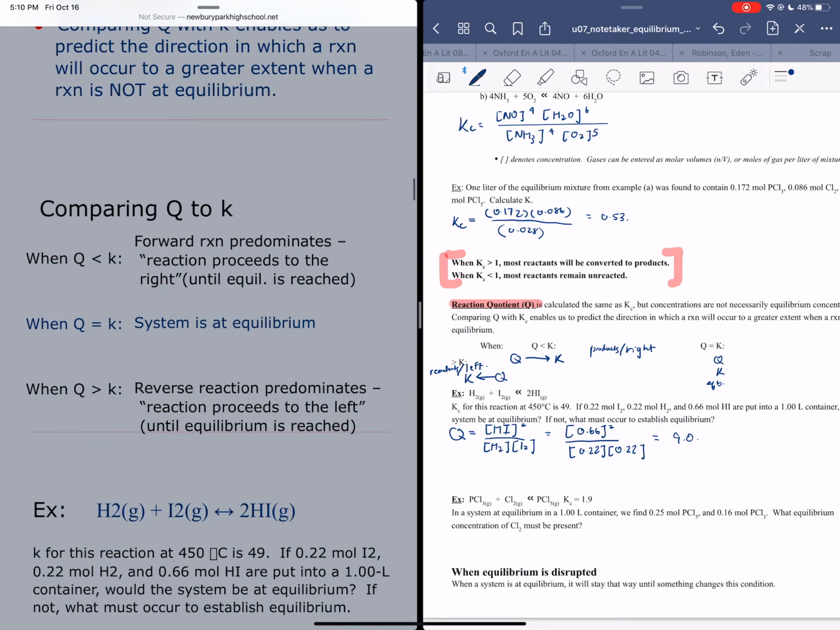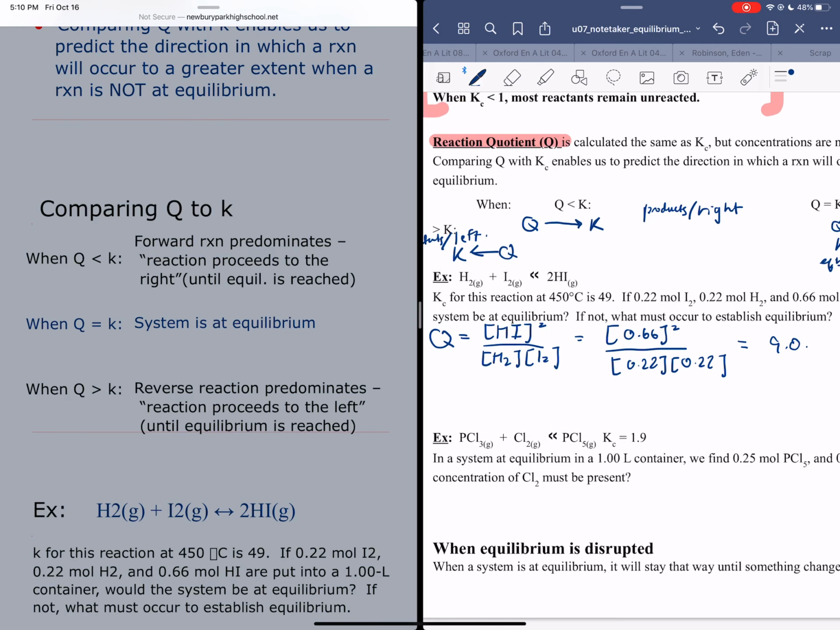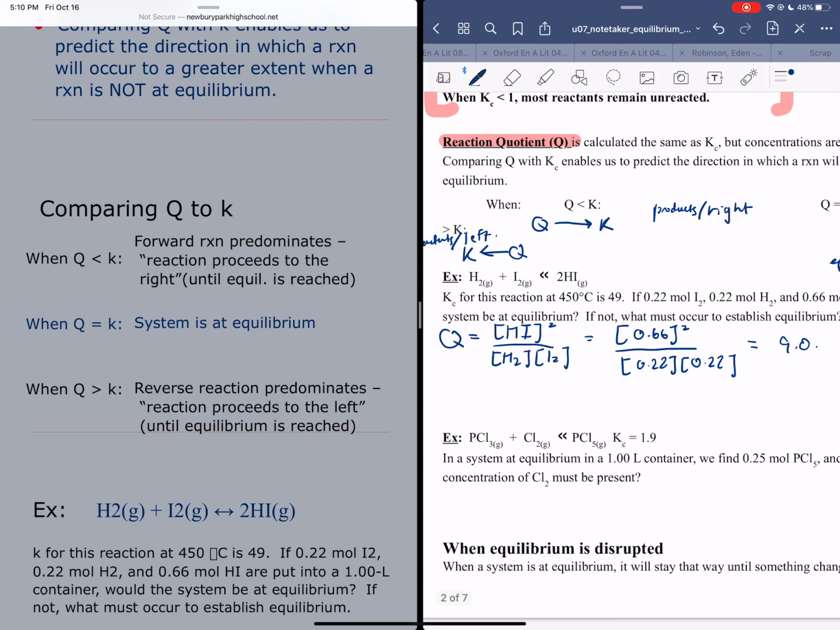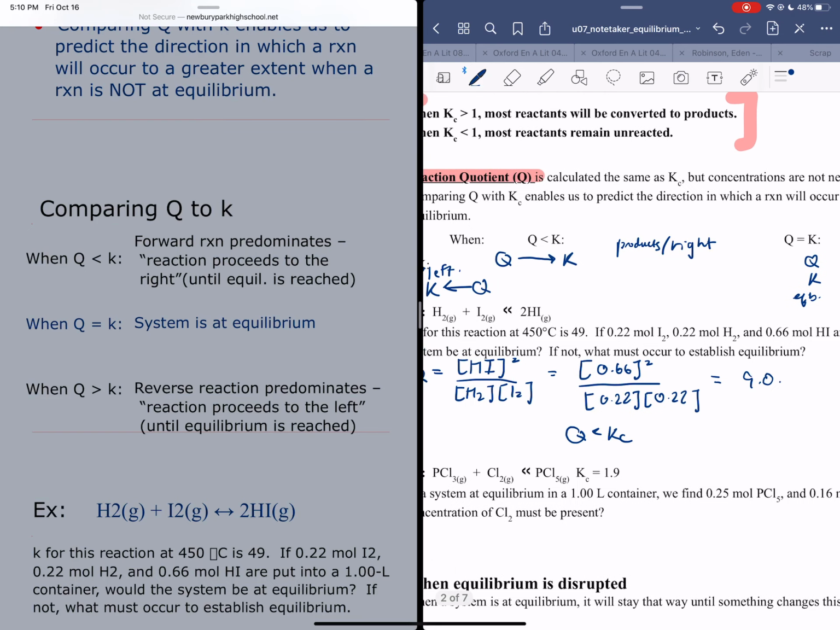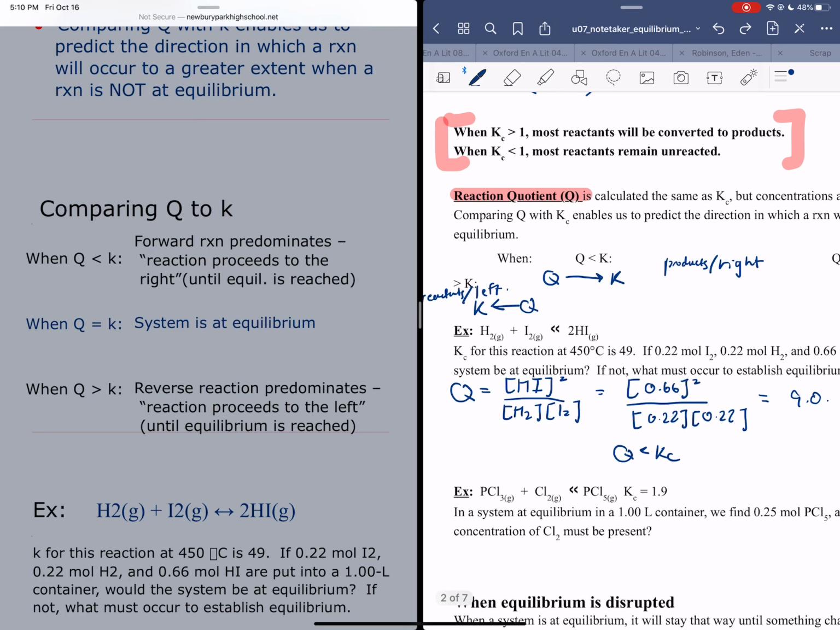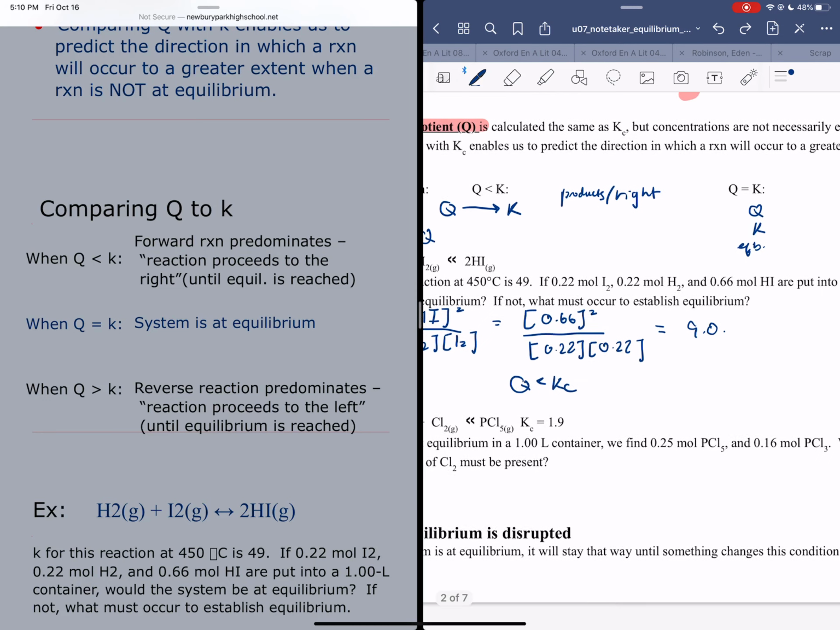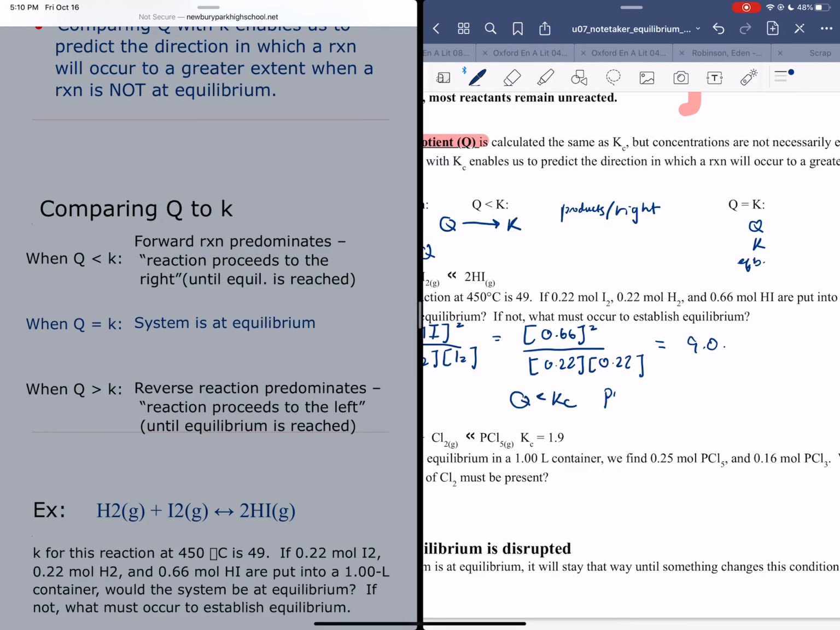Now, here's the comparison to make. Is Q greater than or is Q less than Kc? Well, we got 9.0. 9.0 is less than 49. So Q is less than Kc. What does this imply? Well, this implies if we look up here, that we must proceed to the right in order to reach Kc.